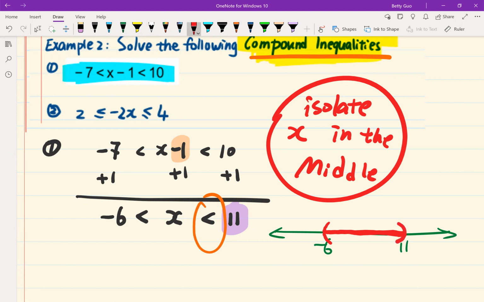Parentheses, yeah, parentheses. So this is an open interval. Left open, right open as well. This is an open interval. I define interval as one whole piece on the real number line, right?